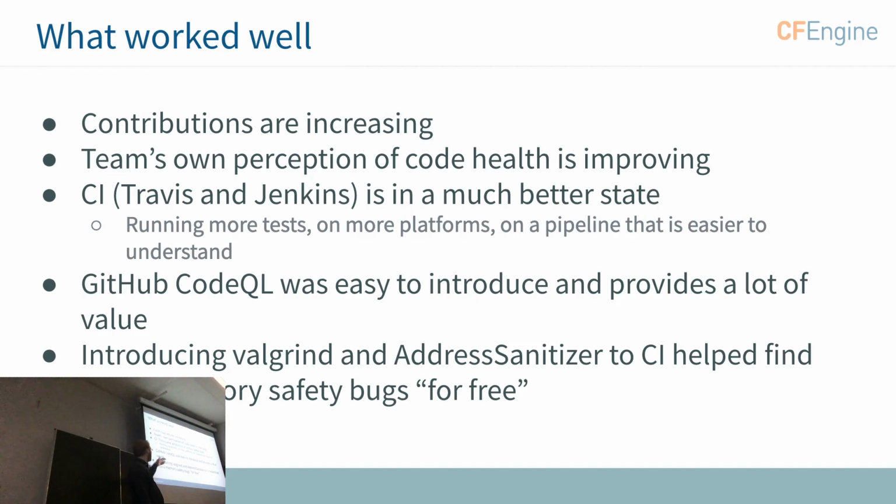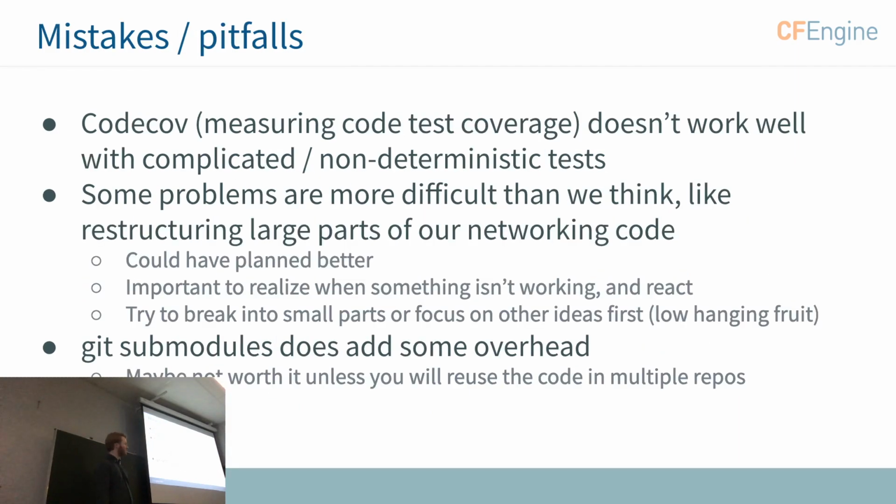GitHub CodeQL was easy to introduce and provides a lot of value. Valgrind and AddressSanitizer, pretty much the same. What's also great about these tools is that you don't have to write more test cases. They all rely on our existing test cases. It's just using tooling to make it more effective, which is great.